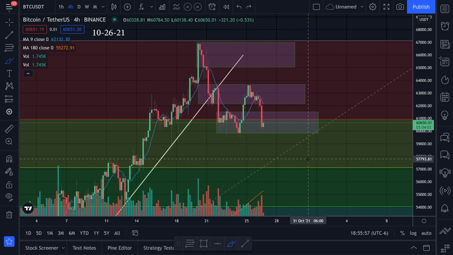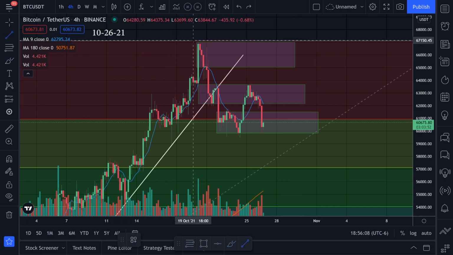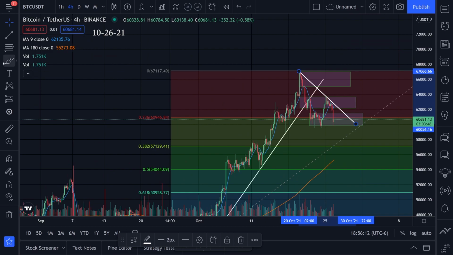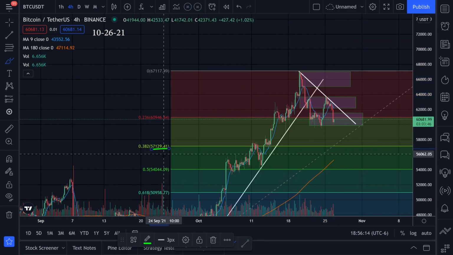So you guys are going to have to let me know what you're thinking. Are we going to go down? Are we going to just hold support right here? Is this a good time to dollar cost average? Let me know. In general, what I'll be watching is this downtrend right here. And then I'll be watching these limit orders at around 57,100 and around 54,000.